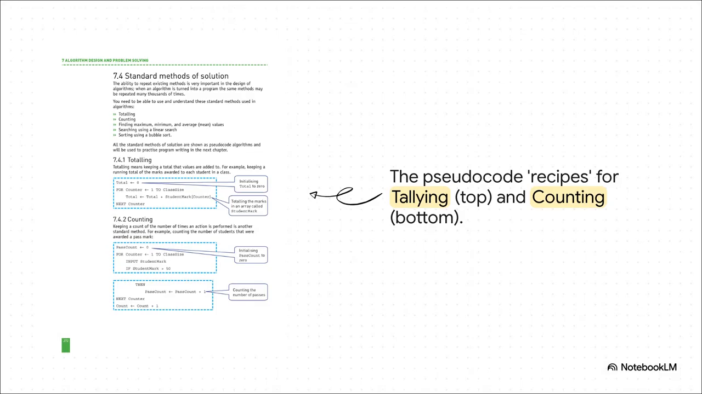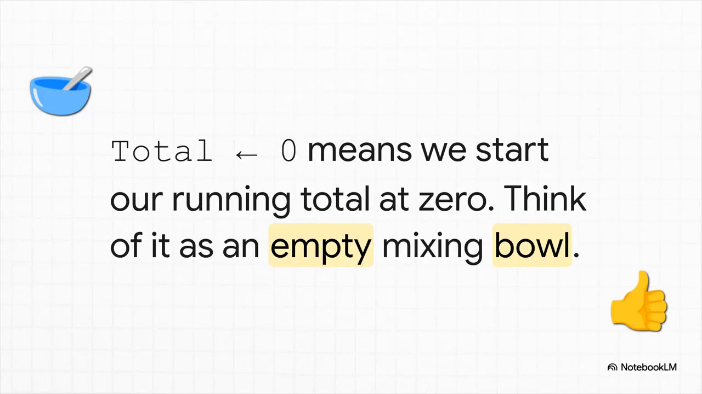Okay, so this right here, this is basically our recipe card. It's written in something called pseudocode, which is just a simplified way to write out instructions for a computer. Now don't get hung up on all the text. We're just going to focus on that first recipe at the top for tallying, and we'll break it down step by step. All right, step 1, total equals 0.